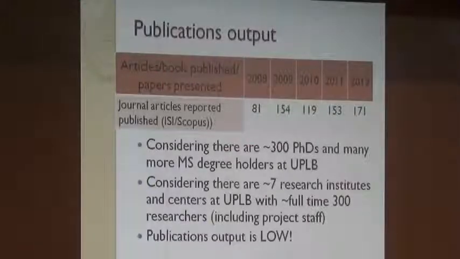Now, publications output. This is just a summary from 2008 to 2012. Journal articles reported or published in ISI Scopus. 2008, 81. 2009, it went up. It went down again, then went up. A little higher. Of course, it's going up because of the awards that are given to the authors. But considering that there are 300 PhDs, and many more MS degree holders at UPLB, considering that we have 7 or more research institutes and centers at UPLB with full-time 300 researchers, including project staff, publications output is definitely low.